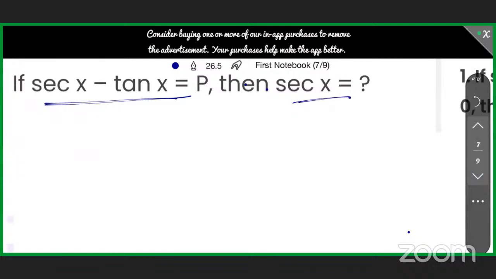Students, I want you to try this problem. Please use the formula we learned just now and tell me the value of secant x. I'll give you 2 minutes. Actually, not even 1 minute is required, but I'll give you 2 minutes, dear students. Use the formula we learned and tell me the value of secant x. Is it okay, dear students?